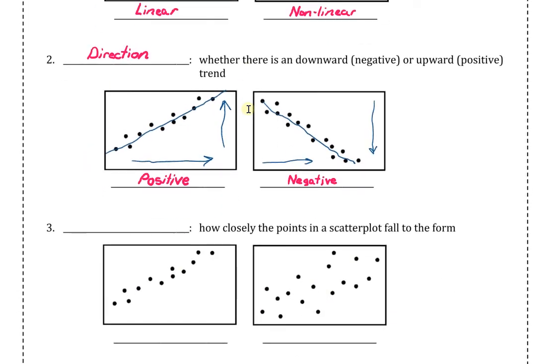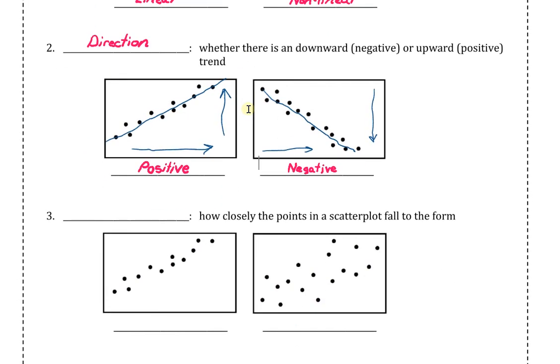The third aspect we would like to discuss is the strength of the relationship between the two quantitative variables. The strength can be measured by how closely the points in a scatterplot fall to the form. When the points are close to the form, we say the relationship is strong. When the points are scattered more loosely around the form, we say the relationship is weaker.